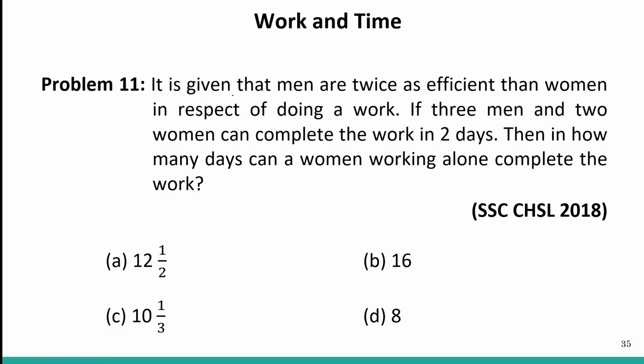So problem number 11. It is given that men are twice as efficient as women with respect to doing a work. If 3 men and 2 women can complete the work in 2 days, then how many days can a woman working alone complete the work? This question has been asked in SSC 2018 exam. Is it option A, that is 12 and 1 by 2, or B, that is 16, or C, that is 10 and 1 by 3, or D, that is 8?